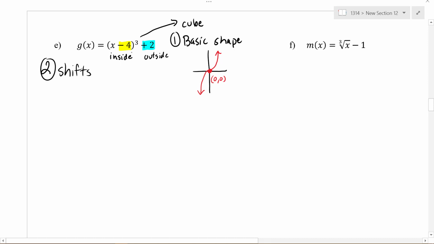Okay, so if I have a -4 on the inside, what's the shift? Okay, good, that's to the right 4 units. If I have a +2 on the outside, what's the shift? Okay, good, that would be up 2 units. Okay, now we're going to graph this.